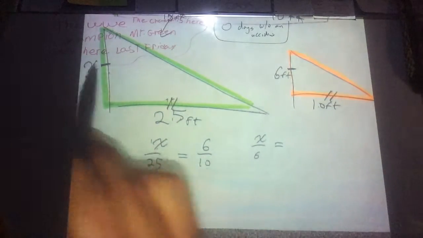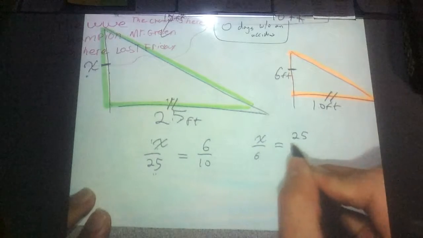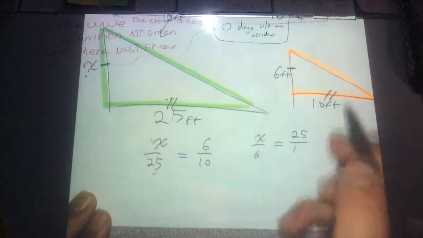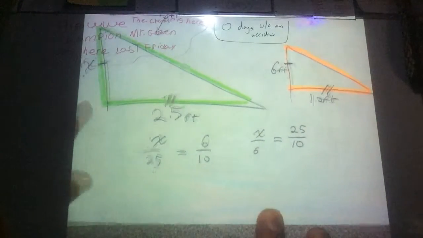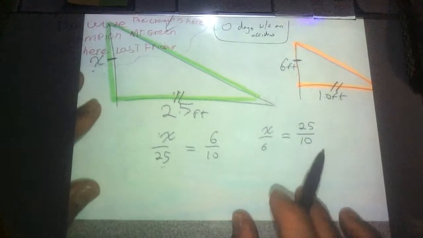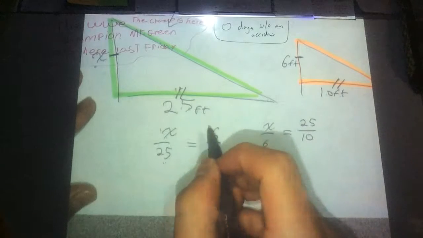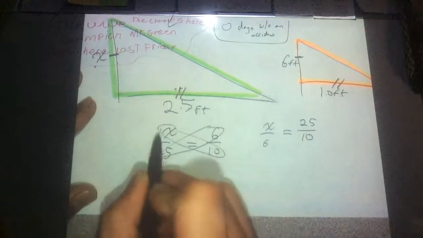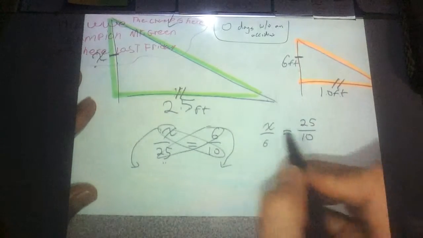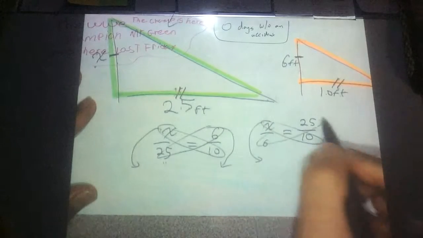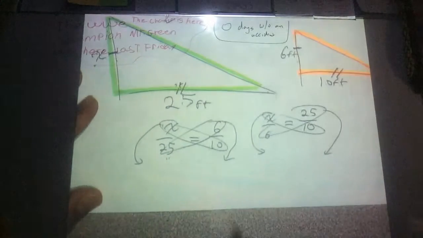We start with the green triangle, so it's going to be 25 over 10. And so these are two proportions that I could use. Now notice, I'm going to be multiplying here, the cross multiply. I'm going to get the same thing with both.